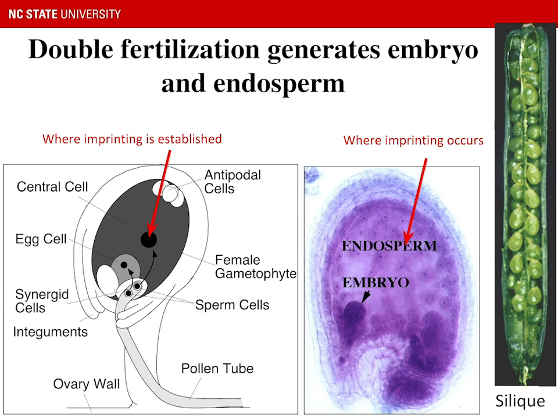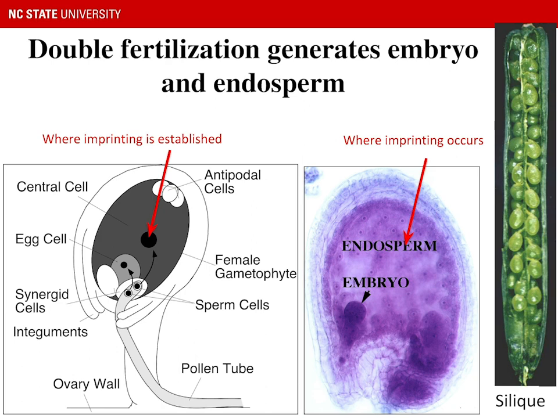We study this process in plants. So you probably remember double fertilization is a unique process that only occurs in flowering plants. During the fertilization, the pollen tube brings in two sperm cells, and one of them fuses to the egg cell, and that develops into the embryo. The other one fuses to the central cell, and that develops into the endosperm.